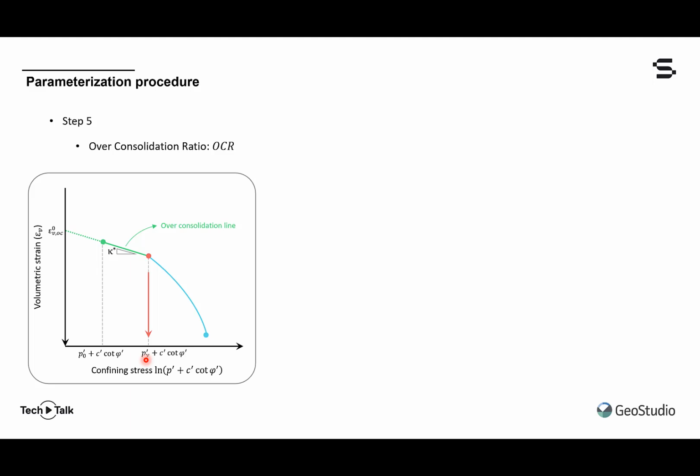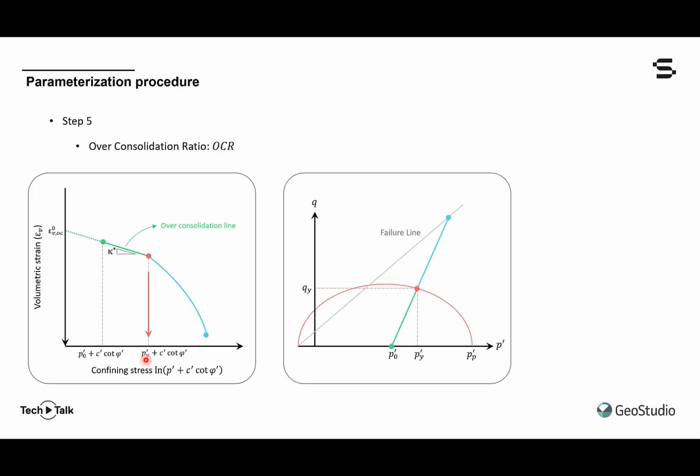The OCR, the overconsolidation ratio, is actually defined as the ratio between the isotropic pre-consolidation pressure, p prime p, and the initial isotropic pressure, p prime naught.